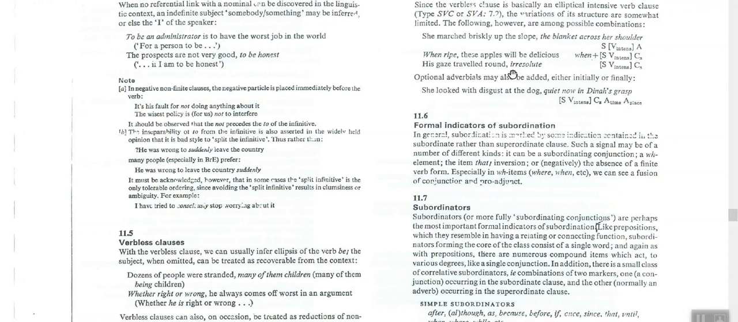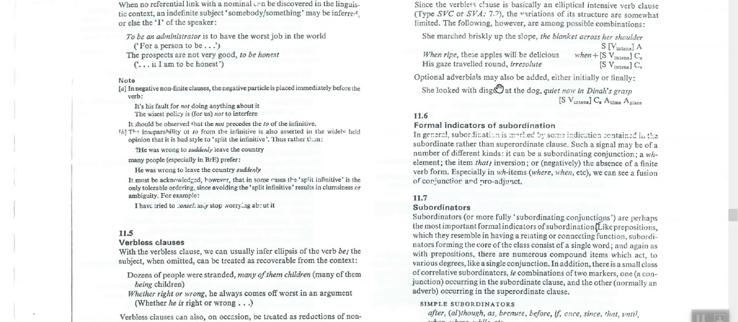When ripe, these apples will be delicious. The same idea. When ripe means when it is ripe. Here also we have a subjectless and verbless clause in this sentence. When ripe, these apples will be delicious. Can we make it an ing non-finite clause? Yes. We can say when ripening, these apples will be delicious. Can we make it with an ed participle? Yes. When ripened, these apples will be delicious. You see, we can change it.